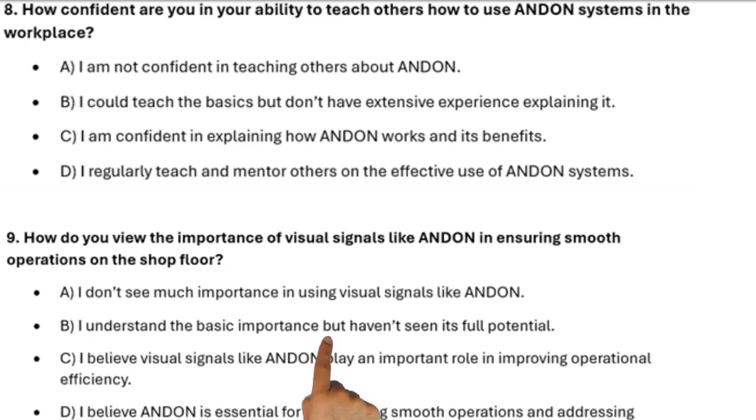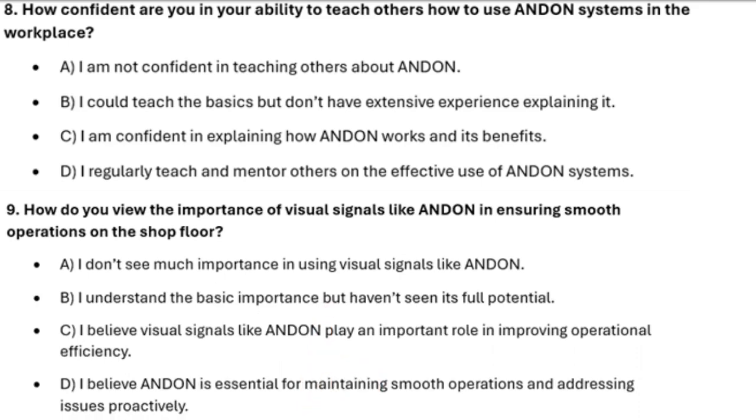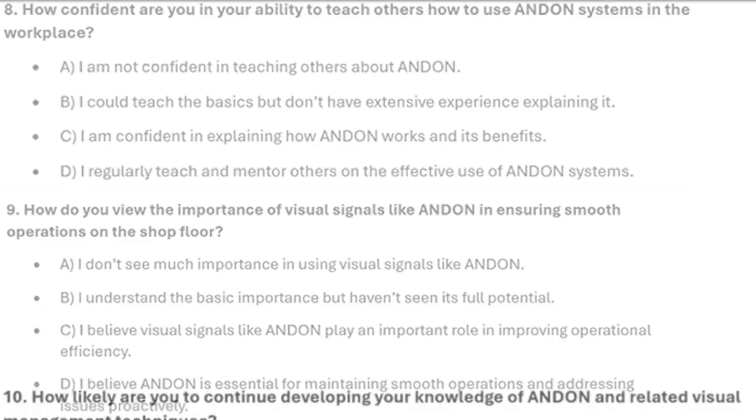9. How do you view the importance of visual signals like ANDON in ensuring smooth operations on the shop floor? A. I don't see much importance in using visual signals like it. B. I understand the basic importance but haven't seen its full potential. C. I believe visual signals like it play an important role in improving operational efficiency. D. I believe it is essential for maintaining smooth operations and addressing issues proactively.